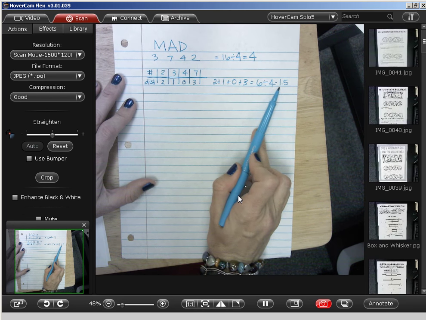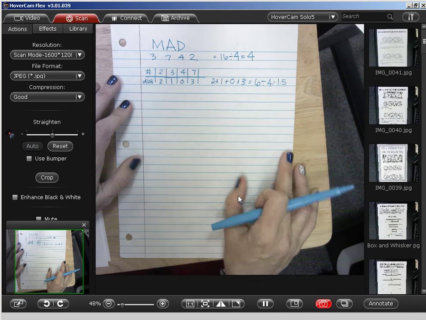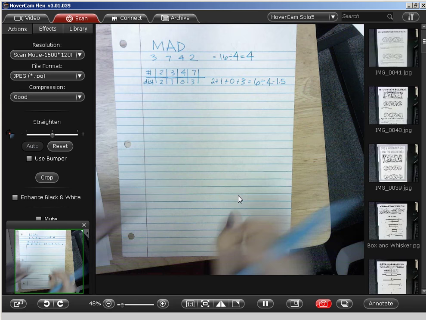The bigger the MAD, the bigger your spread of data. And the smaller the MAD, that means your data is more crunched together and concentrated.